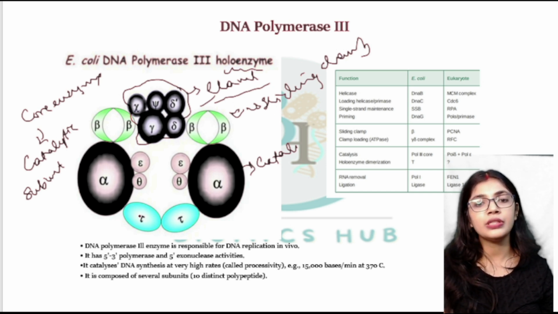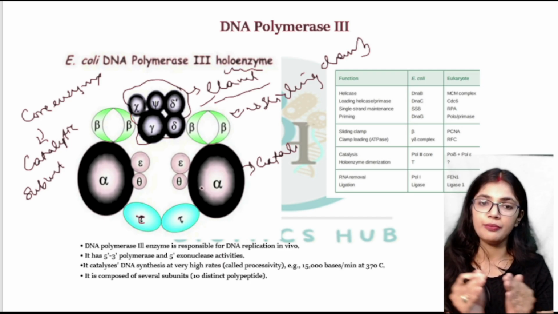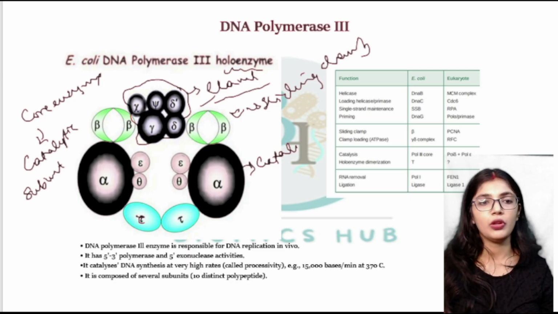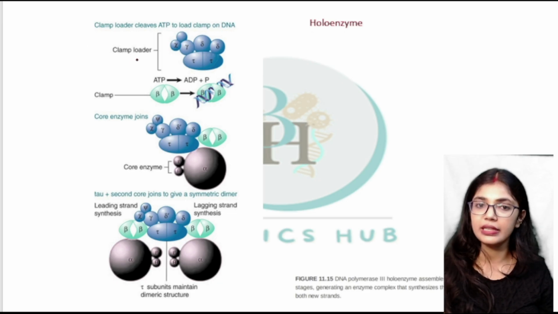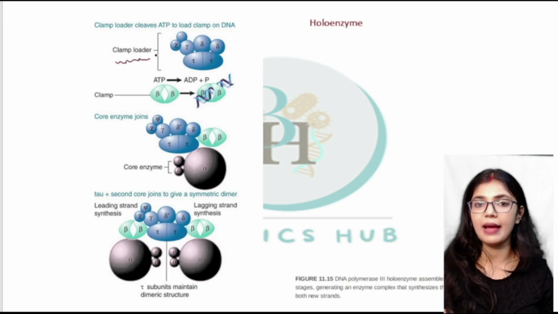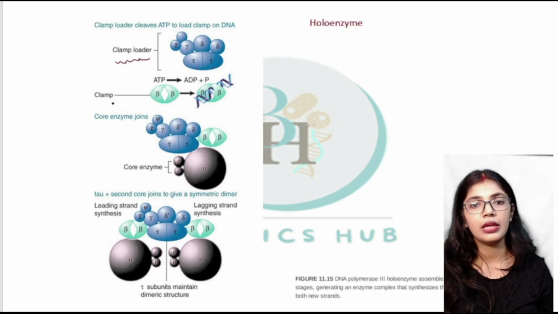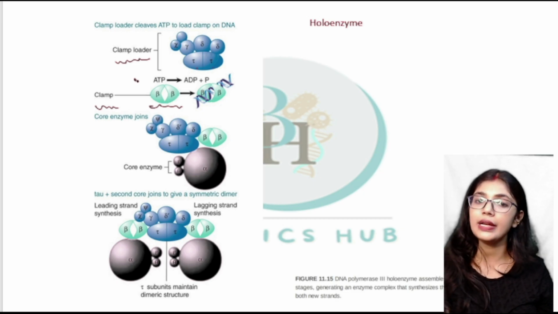So this tau is responsible for putting all these subunits together. Two alpha subunits are dimerized with the help of this tau protein. Let us make this very clear. Like we can see here, there is a clamp loader, which is composed of the gamma subunit as well as the tau subunit. This is the clamp which is known as beta. When this beta subunit is attached to the DNA, it requires ATP.